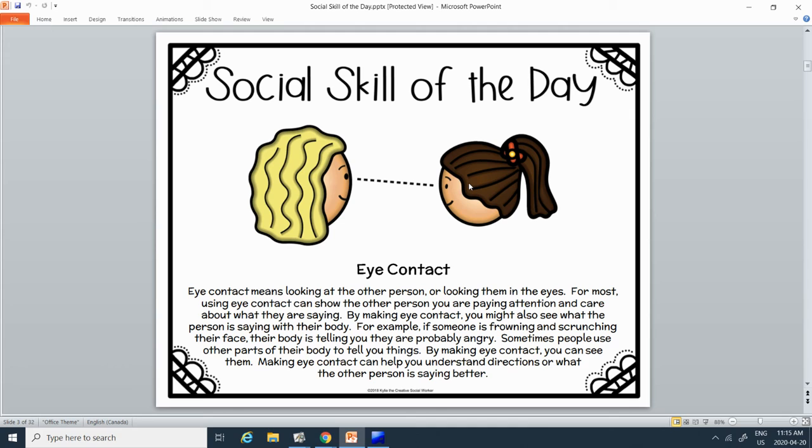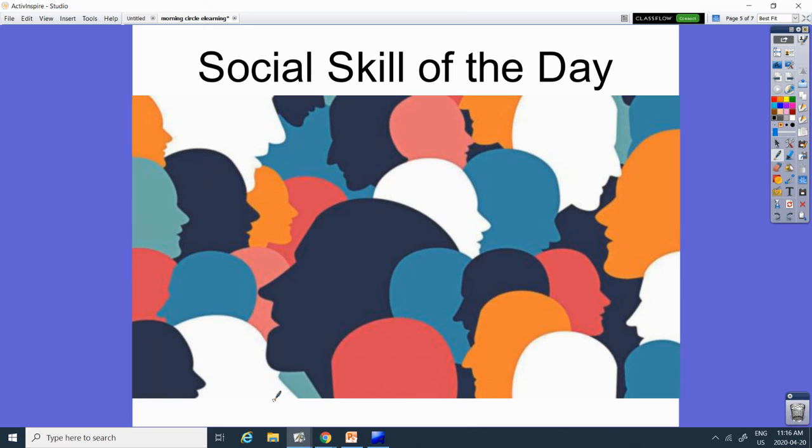Sometimes people use other parts of their body to tell you things. By making eye contact, you can see them. Making eye contact can help you understand directions or what the other person is saying better. So today, practice making eye contact while somebody is talking to you. Maybe it's your mom, your dad, your sister, your brother. Practice making eye contact with them. Okay.